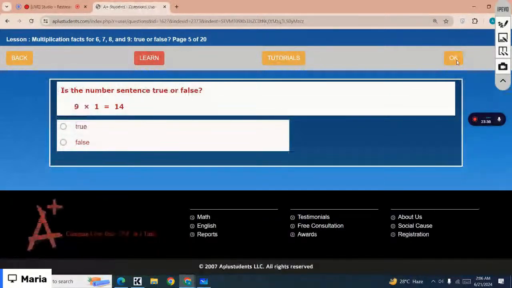Is the number sentence true or false? 9 times 1 equals 14. Is it true or false? False it is, right? 9 times 1 is 9, not 14. So false it is.